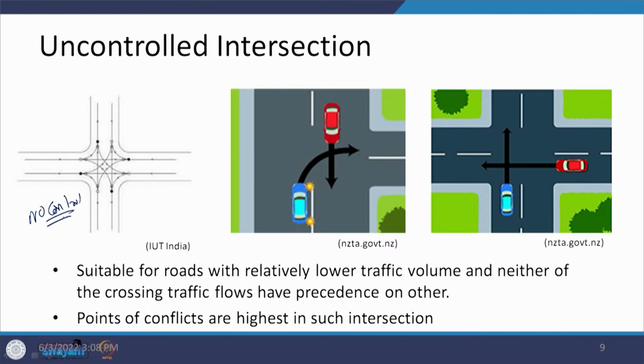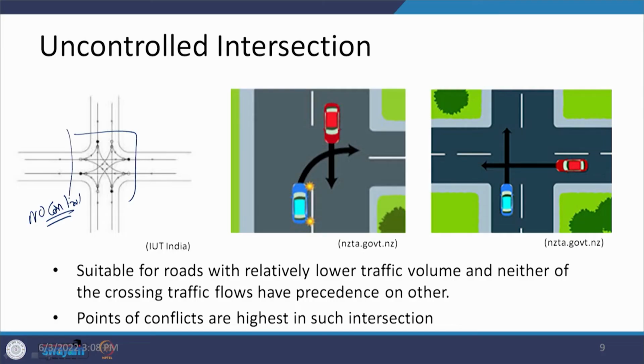Now, when there is a no control condition, it means all of the vehicles are allowed to move in and out of this intersection area as per their desires and wills as directions. So, this culminates into different crossing movements, different merging and diverging conditions, and because of that many conflict situations may arise.